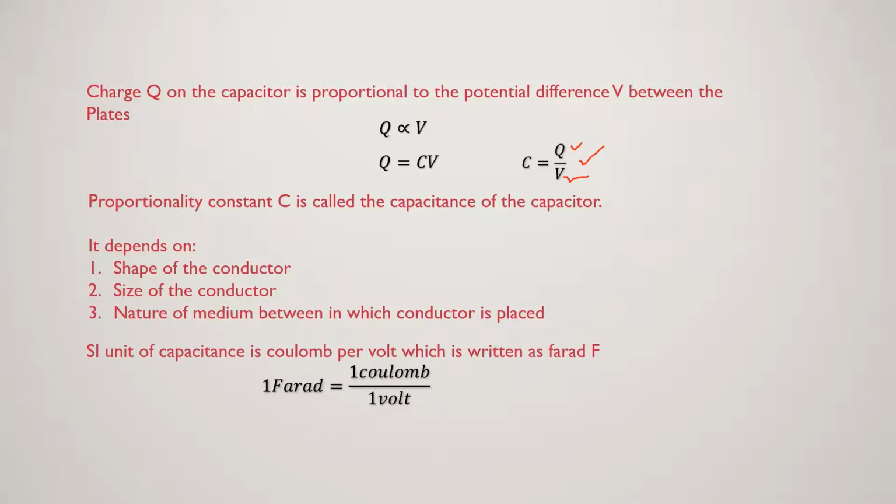The SI unit of capacitance is coulomb per volt, which is written as farad. 1 farad is equal to 1 coulomb upon 1 volt. This is a large unit on a normal scale, so microfarad is used commonly. Practically we use capacitors whose capacitance is in microfarad, because 1 farad is a very big value.